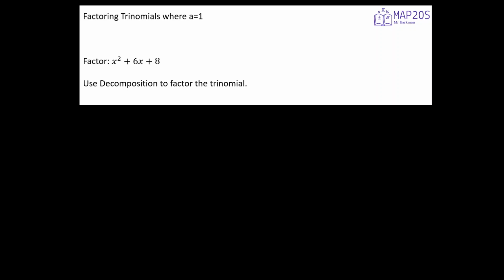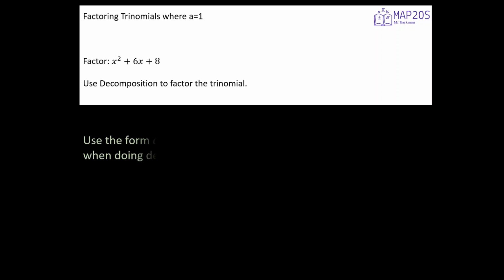In this video here, we're going to take a look at how to factor a trinomial into two binomials using the method of decomposition. Decomposition is one method that you can use in order to factor. There are other methods as well, which we can maybe take a look at in some other videos.